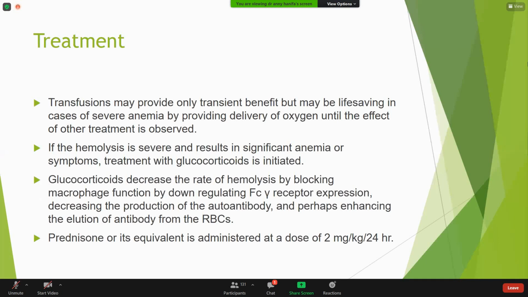And glucocorticoids decrease the rate of hemolysis because it's an immune modulator, by blocking the macrophage function by down-regulating the Fc gamma receptor expression, decreasing the production of the autoantibody, and perhaps enhancing the elution of the antibody from the RBCs. Prednisolone or its equivalents is administered at a dose of 2 mg per kg per day.